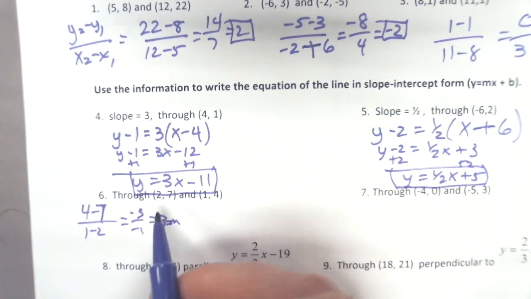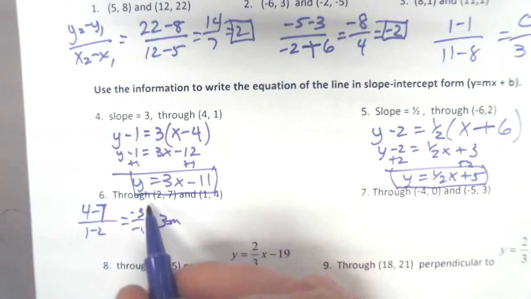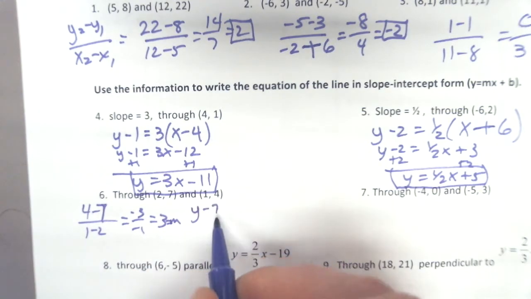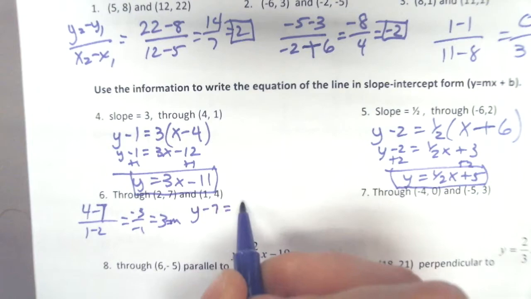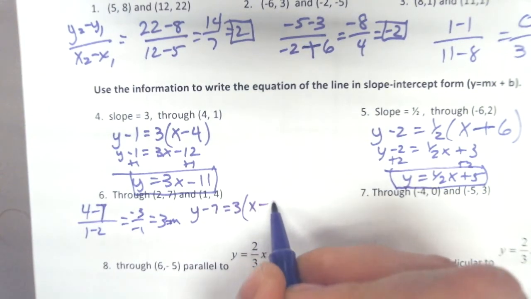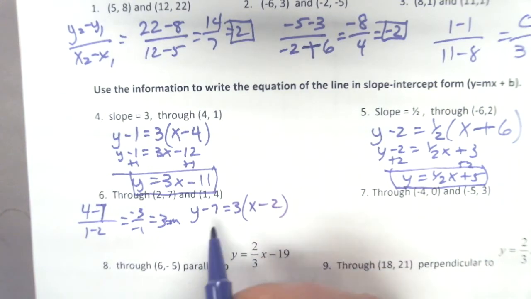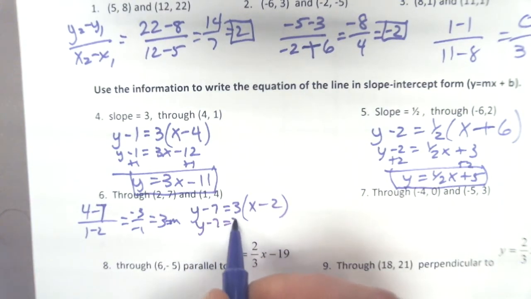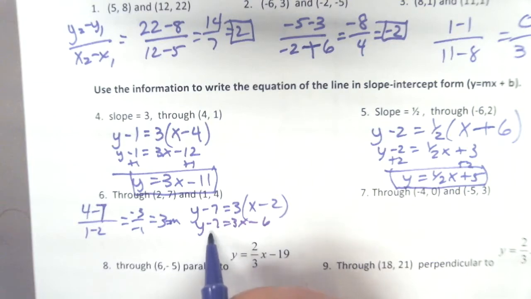Then I'm going to plug it into point-slope form using the first point here. So y minus y1 equals the slope, which is 3, we just found that, times the quantity of x minus x1. Simplifying, I get y minus 7 equals 3x minus 6. Adding 7 to both sides gives me y equals 3x plus 1.